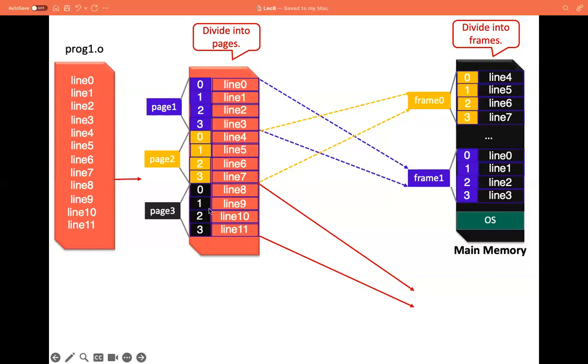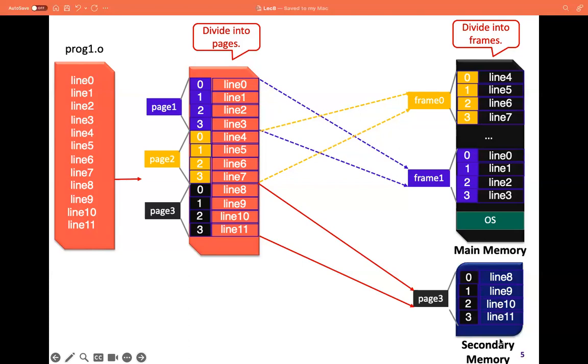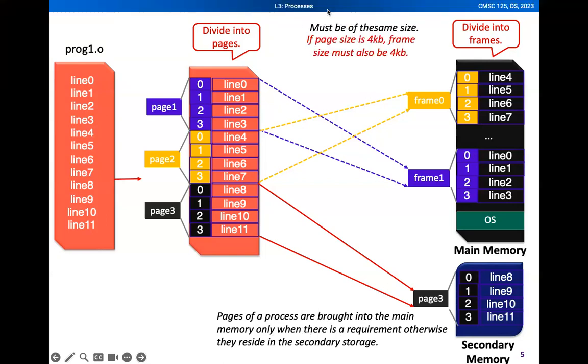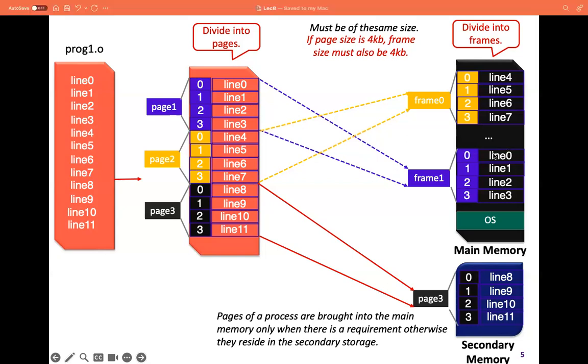Pages that contain less frequently accessed data and instructions by the CPU may be loaded into the secondary memory. Or let's say we no longer have space in the main memory. So what we do is load this page 3 into the secondary memory for the meantime. Okay, so pages of a process are brought into the main memory only when there is a requirement. Otherwise, they reside in the secondary storage. And we must take note that the size of the page is the same as the size of the frame.